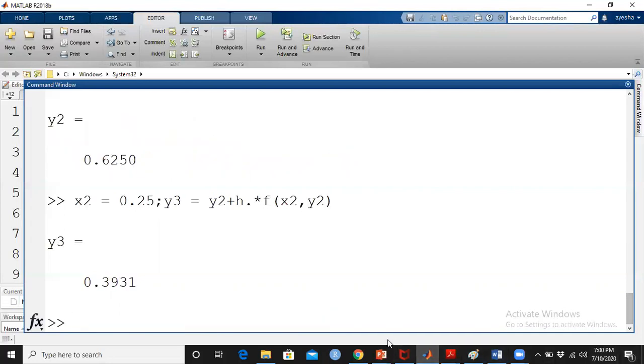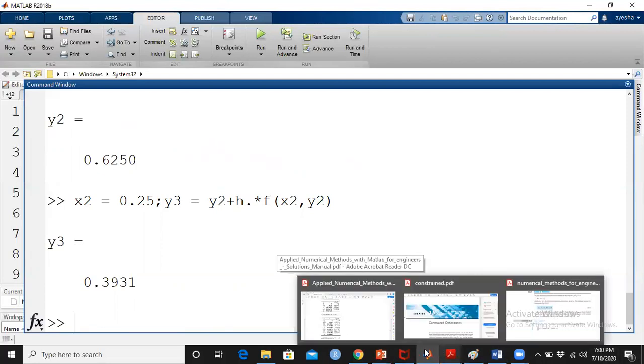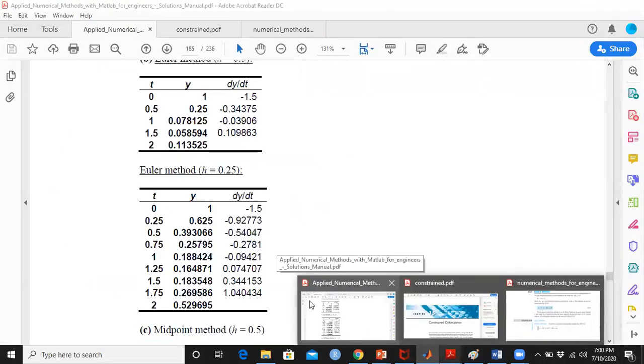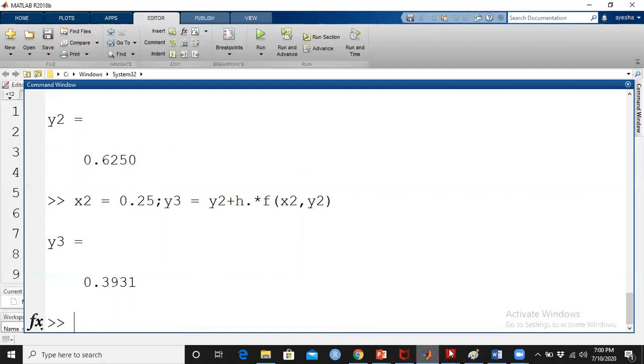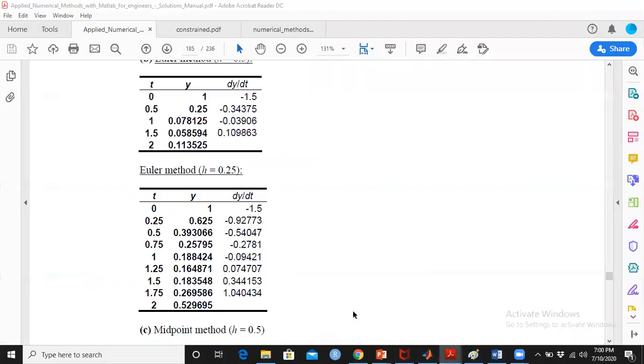So y3 is 0.3931. Because we are rounding it, in MATLAB currently I can increase it to more decimal places, but for better accuracy, and it is allowed for you in the exams as well, up to 4 decimal places is acceptable. 0.393.